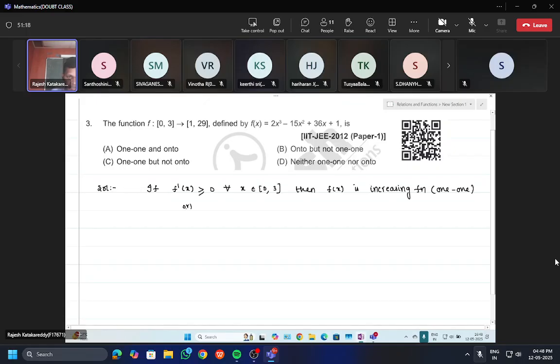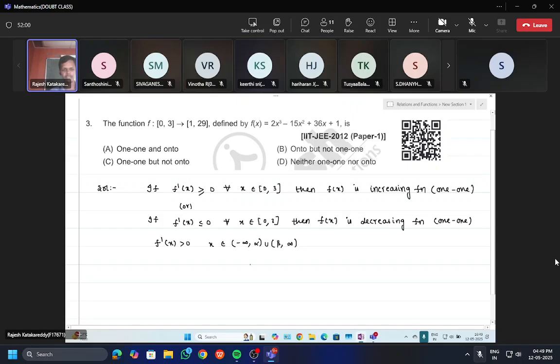One more thing is there. If f dash of x is less than or equal to 0 for all x belonging to the closed interval 0 to 3, then f of x is a decreasing function. A decreasing function is also a 1-1 function. Other than these two, if any other situation arises, I mean f dash of x is greater than 0 for x belonging to minus infinity to alpha union beta to infinity, and then again it is less than 0, it is not strictly increasing or strictly decreasing. In that case, it is a many-one function.